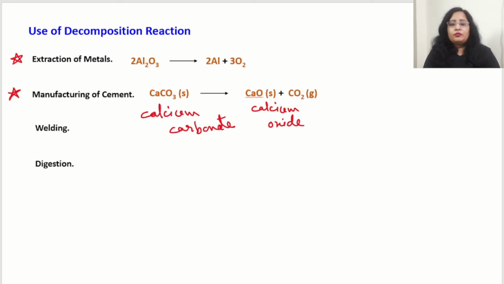Next use of decomposition reaction we can see in the welding process. One more use of decomposition reaction is in digestion, where complex carbohydrates and complex proteins break down into simpler carbohydrates or simpler proteins during the digestion process.